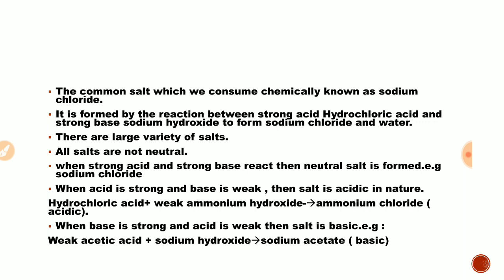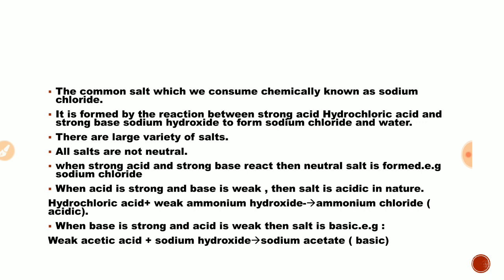There are large varieties of salts, but all salts are not neutral. Some salts are acidic, some are basic, and some are neutral. When acid is strong and base is weak, then the salt is acidic in nature. When both strong acid and strong base react with each other, then a neutral salt is formed, that is sodium chloride. For example, when a strong acid like hydrochloric acid and a weak base, ammonium hydroxide, react with each other, ammonium chloride is formed. Ammonium chloride is an acidic salt because a strong acid is utilized.